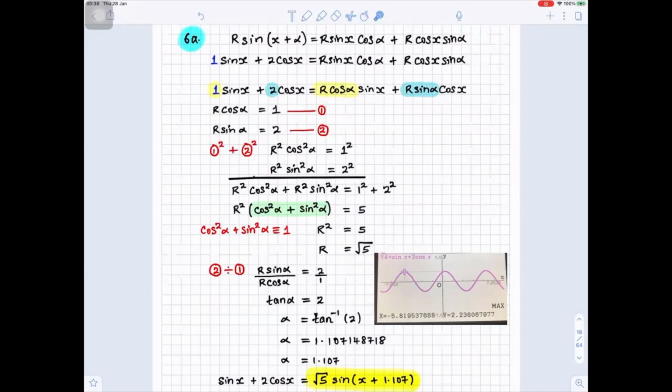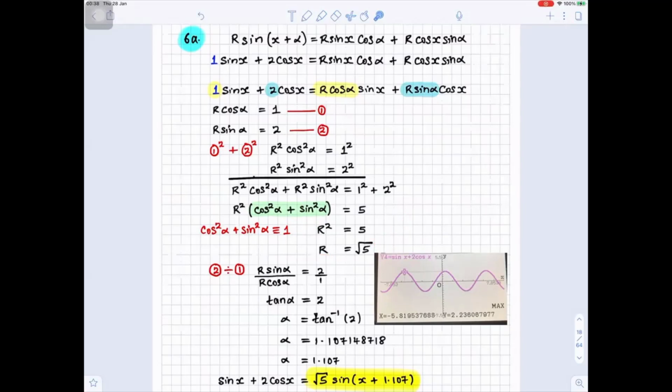Now to solve this simultaneous equation, we can square them and then add them. So r squared cos squared alpha equals 1 squared. R squared sine squared alpha equals 2 squared. When you add them, 1 squared plus 2 squared will give you 5. R squared cos squared alpha plus r squared sine squared alpha. You can factorize r squared out, and then you get cos squared alpha plus sine squared alpha. Cos squared alpha plus sine squared alpha is identical to 1. It's one of the identities. So you end up with r squared equals 5, and r is square root of 5.